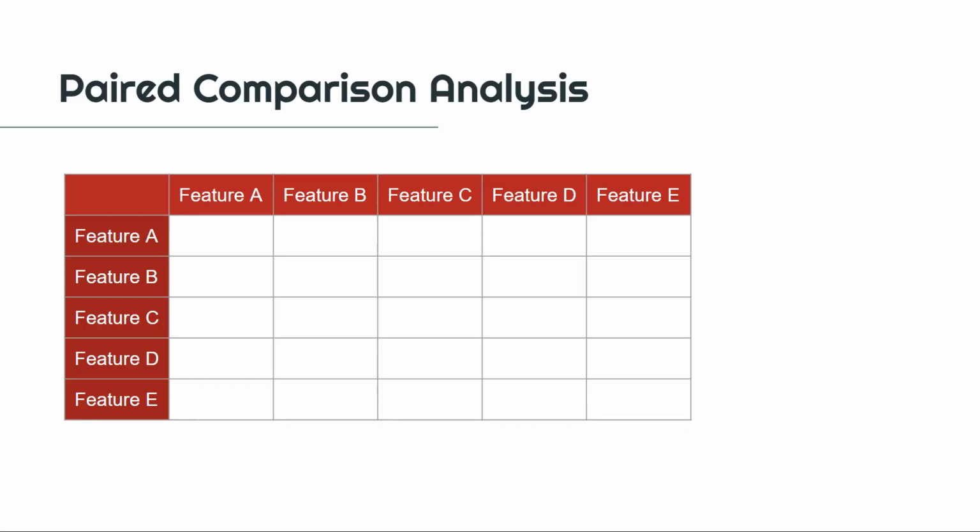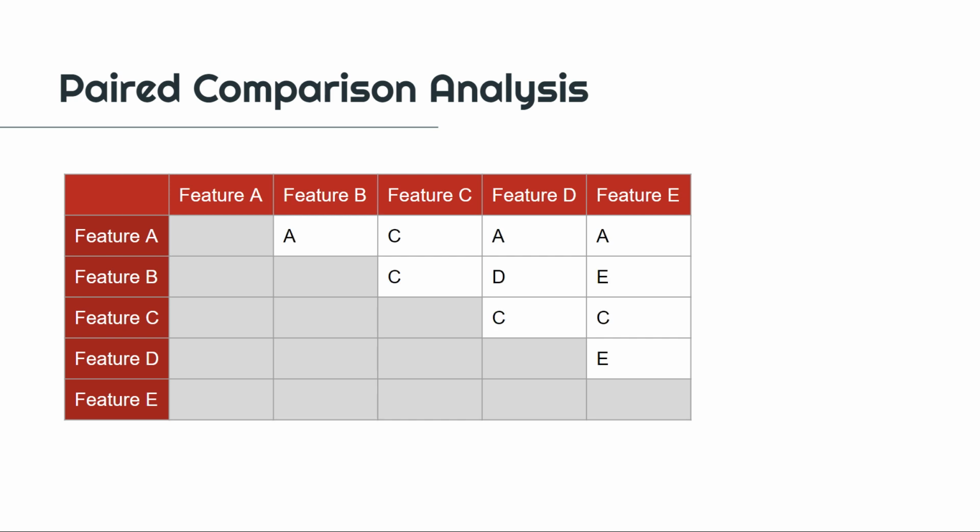Let's take an example. If we have 5 features, we first need to create a table and list all these features in rows and columns. Then we make this part gray and we start to compare feature A with feature B. Let's select feature A and then compare feature A to feature C and then feature A to feature D.